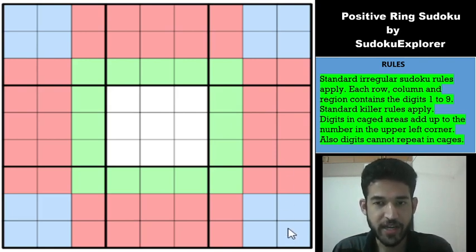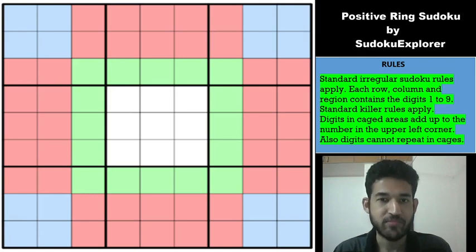So I can define 8 sets of 1 to 9 in 2 ways. The first way is row 1 plus row 2 plus row 8 plus row 9 plus column 1 plus column 2 plus column 8 plus column 9, right? 8 sets of 1 to 9. If I add these 4 rows and these 4 columns, the extreme rows and the extreme columns, I'll have 8 sets of 1 to 9.